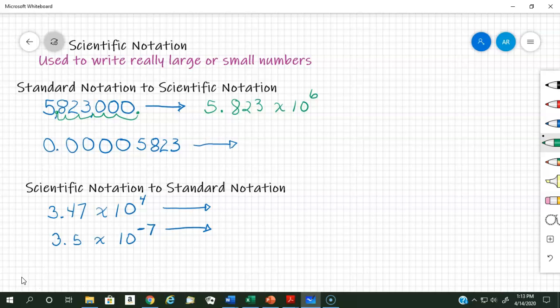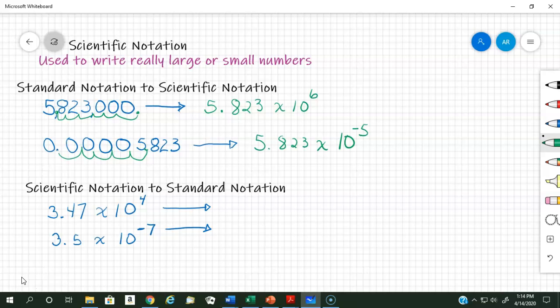And I'm trying to do the same thing. I'm trying to have only one digit to the left of the decimal point. So I'm going to have to move it. So I'm going to move it 1, 2, 3, 4, 5 times this time. So I'm going to get 5.823. And this time, instead of it being a positive exponent, it's going to be a negative exponent, -5, because I moved that decimal point 1, 2, 3, 4, 5.